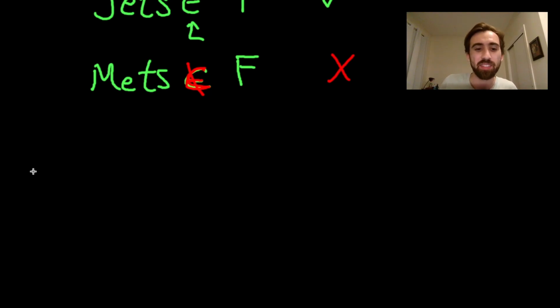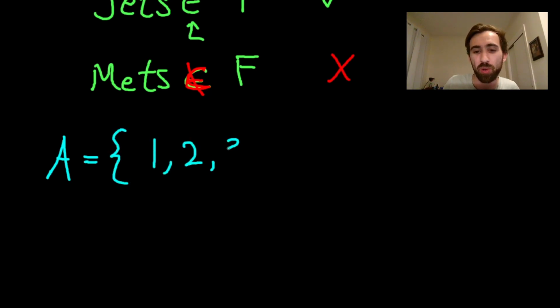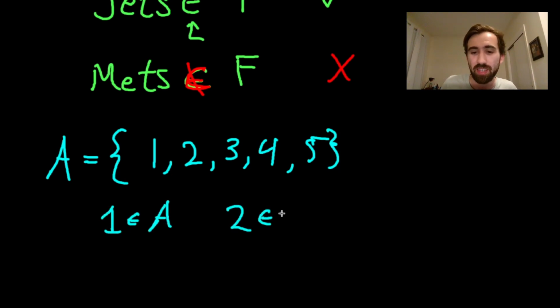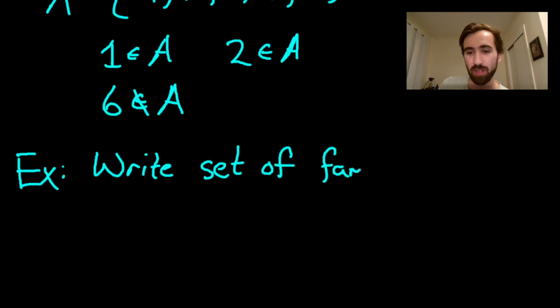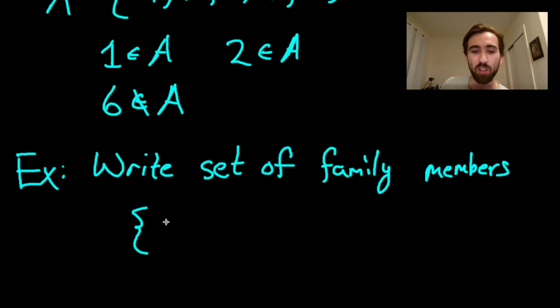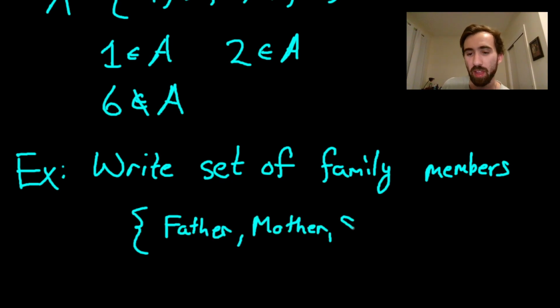Traditionally, though, we think of sets in terms of numbers because this is a math class. So if I was to say that our set A was the set 1, 2, 3, 4, and 5, we could say that 1 is in fact a member of the set A, 2 is in fact a member of the set A, but the number 6 is not a member of the set A. An exercise that I would give to you, should you want to write it down, is to write out the set of members in your family. This will be unique to you. For myself, I have a father, a mother, and a sister.